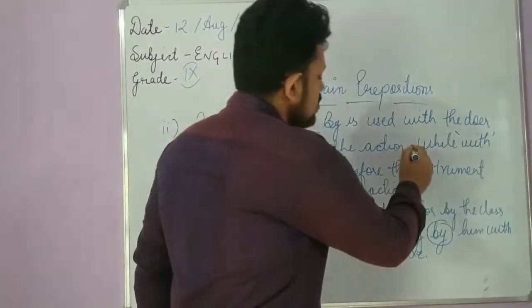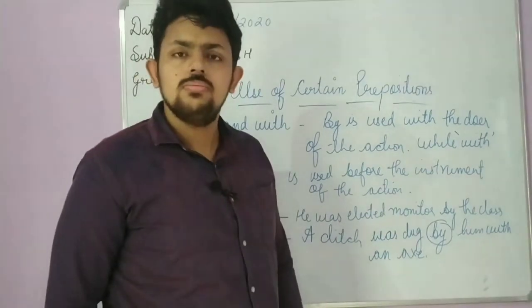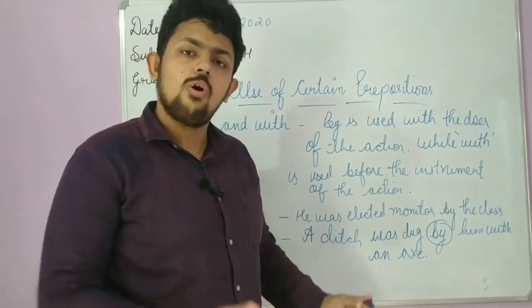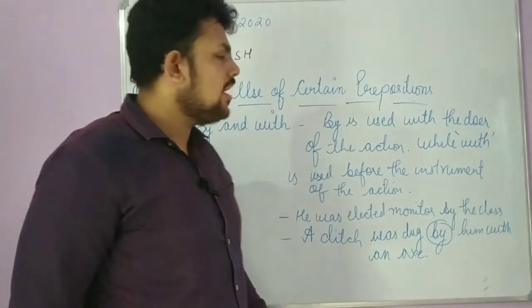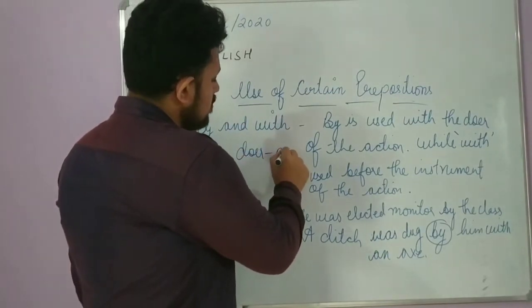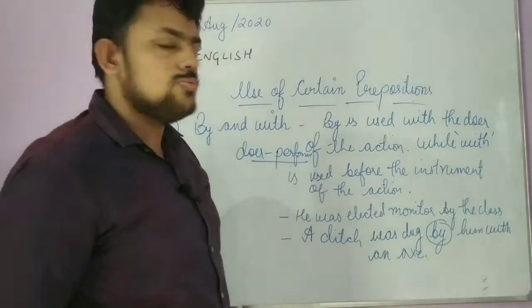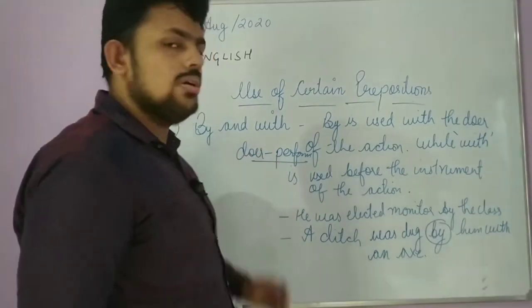By is used with the doer of the action. So what is the doer? Doer is the person who performs the action. In Hindi we call it karta. Doer is someone who performs the action. So whenever we have to use by, it will be used only with the doer.